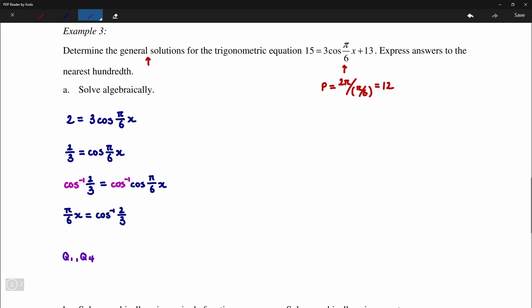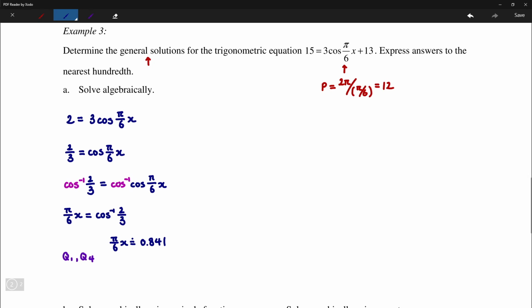And since 2 over 3 is not a special triangle value, we'll have pi over 6x is equal to just the value of arc cosine 2 over 3, which on the calculator gives us 0.841. Again, that is rounded.